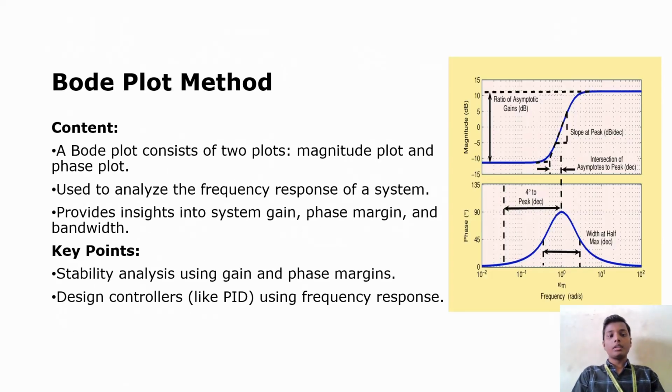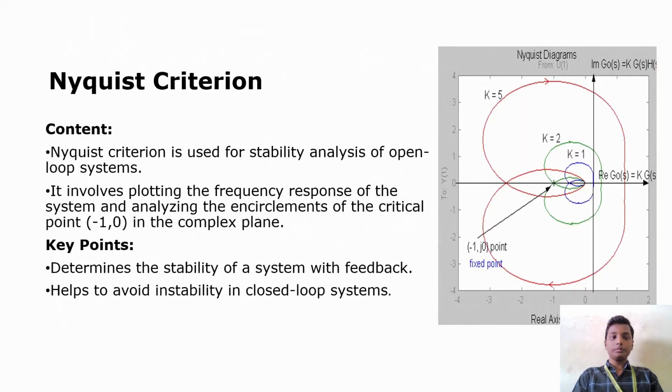Second one, Bode plot. A Bode plot consists of two plots, magnitude plot and phase plot. It is used to analyze the frequency response of a system. It provides insights into system gain, phase margin and bandwidth. Key points: stability analysis using gain and phase margins. Design controllers like PID using frequency response.